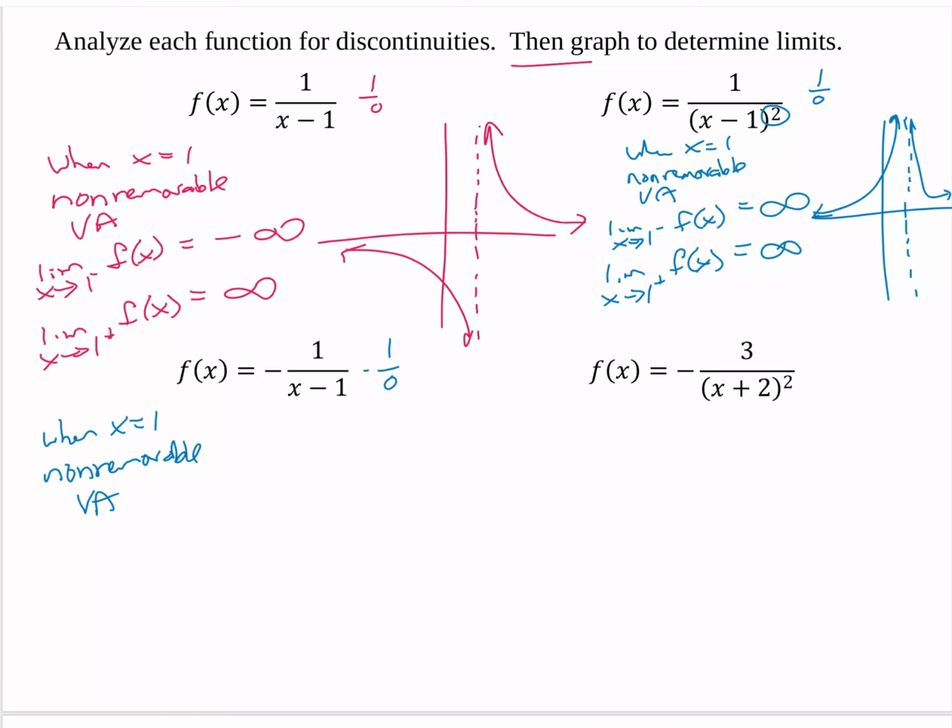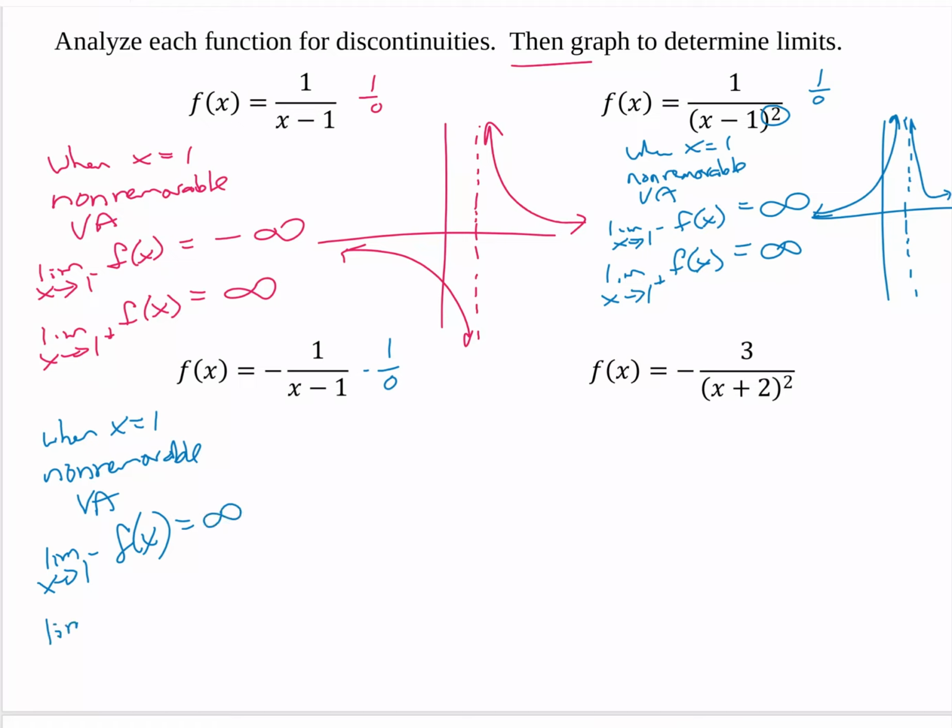As the limit of the function as x approaches 1 from the negative side, it's negative 0.1, which will be a big negative number, but then it's negative, so it's actually positive infinity on this one.